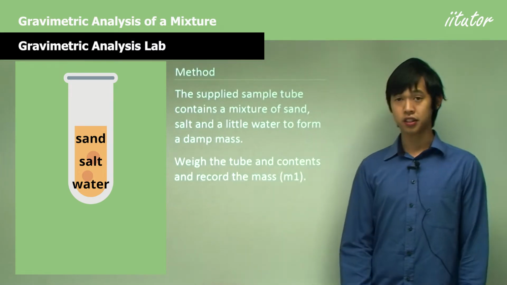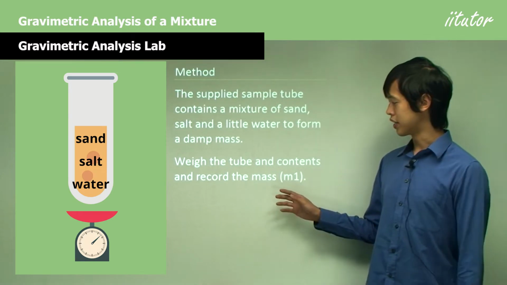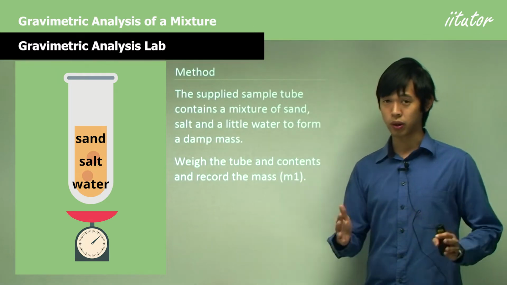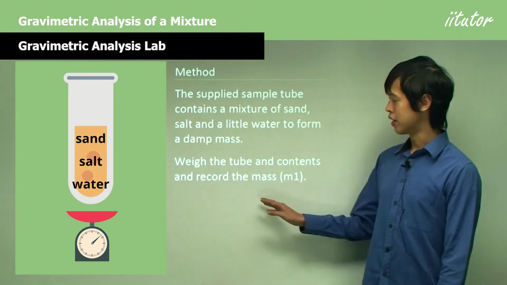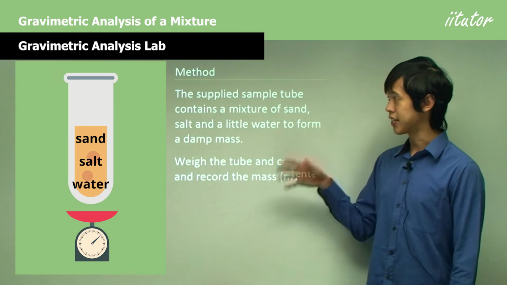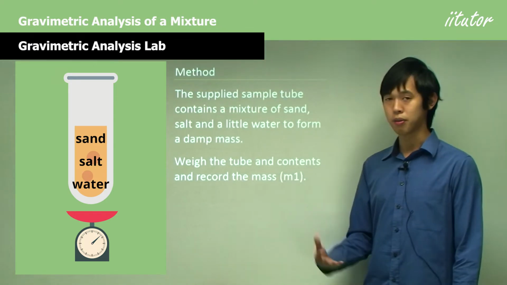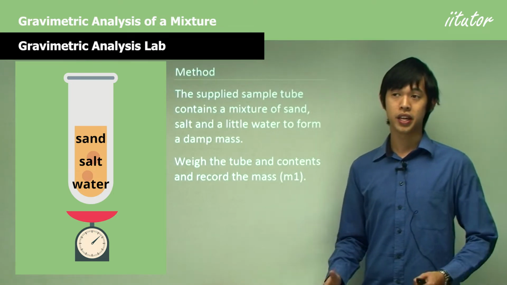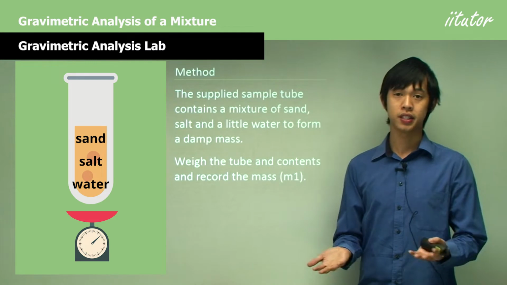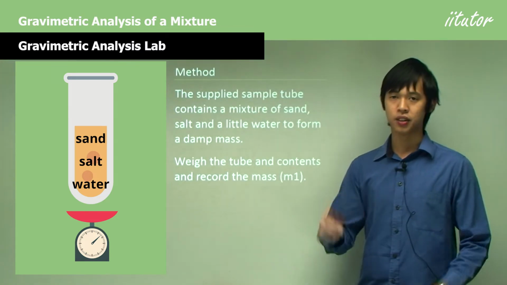So the first thing to do is we're going to have to measure a lot of things in gravimetric analysis. So we need to make sure we keep track of what we're weighing, okay? Otherwise, it'll just become very difficult to analyze the system. So first, we're going to weigh the tube, which has the sand, salt, water mixture. And then we're going to record the mass, and that's going to be M1. Okay, so the first mass that we measure is going to be the mass of the whole thing, which makes sense. So just keep M1 in mind, and as we go on, we'll write down what each of these masses is.